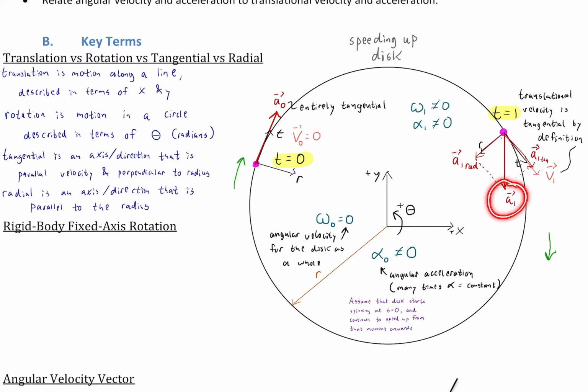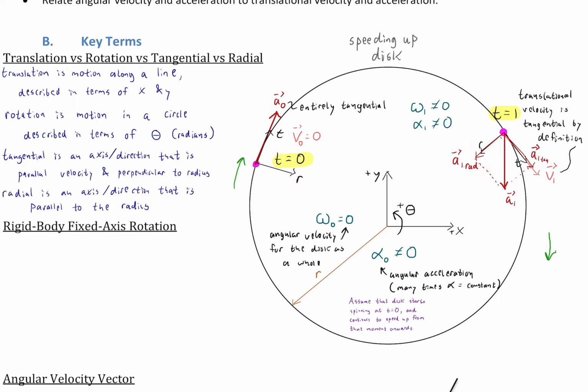That makes the total translational acceleration, because this is, after all, r and t, might as well be x and y, okay? Because they're still translational axes. They're different translational axes than x and y, but they're still translational axes. So the total translational acceleration is this value here, a, with the subscript 1 because it's at time 1. So we see then that the translational velocity is tangential by definition, but now we have two components of acceleration.